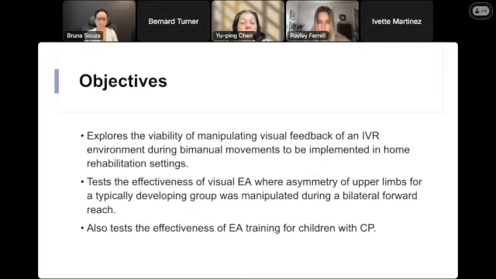And so the objectives of the study are pretty simple. They had three main ones. The first was to explore the viability of manipulating the visual feedback of an IVR environment during bimanual movements and how that can be implemented into the home rehabilitative setting. They also wanted to test the effectiveness of visual error augmentation, where the asymmetry of upper limbs for a typically developing group was manipulated, which I'll talk about in a bit, during a bilateral forward reach. And then they also wanted to test the effectiveness of error augmentation training for children with cerebral palsy.